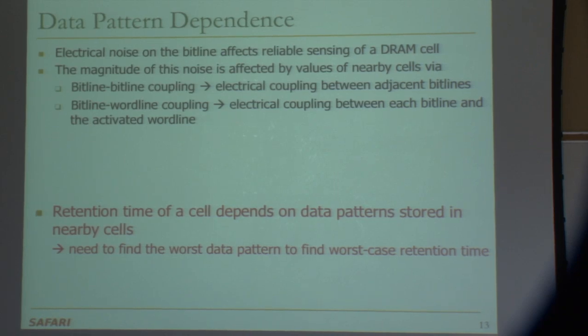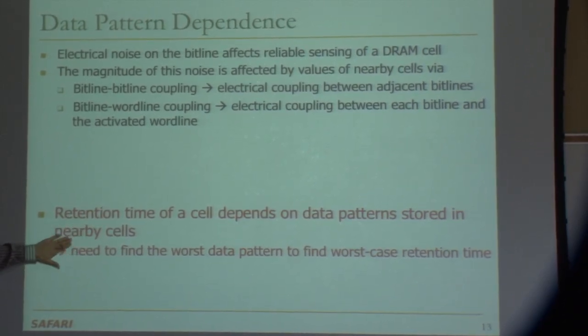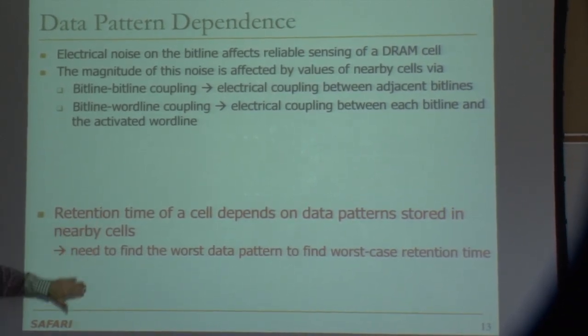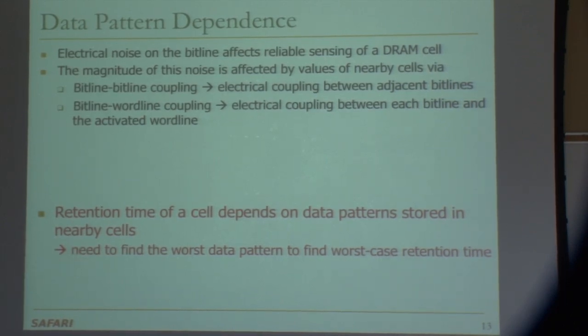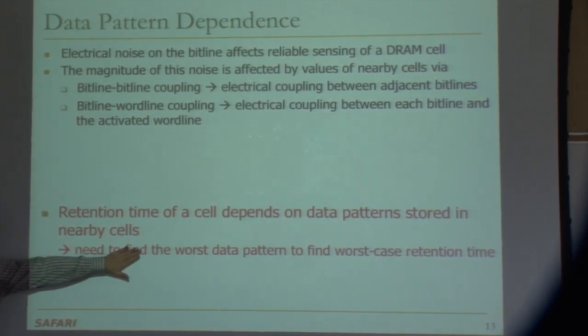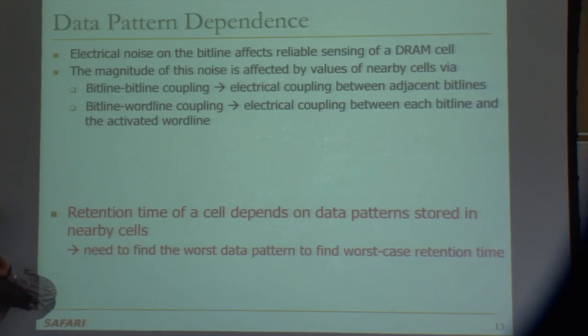But the net effect in the end is that the retention time of a cell depends on data patterns stored in nearby cells because of this interference. Which means that you need to find the worst data pattern to find the worst case retention time.